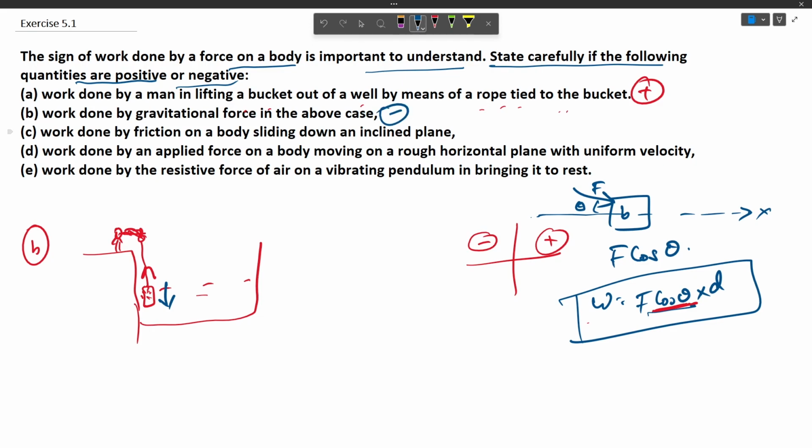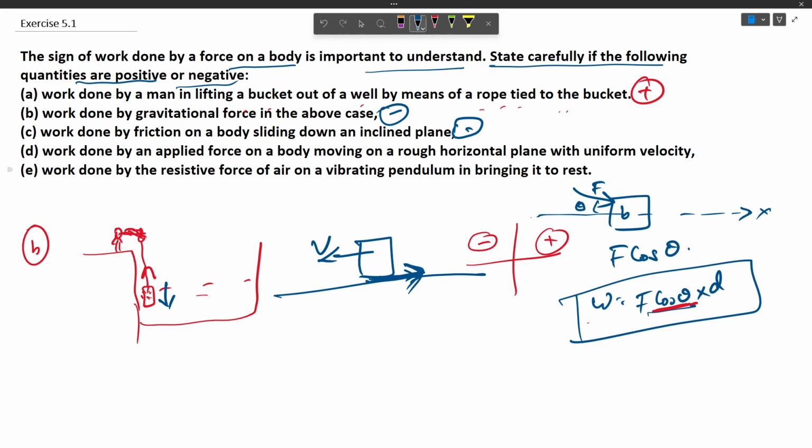Now in the third case, we have work done by friction on a body sliding down an inclined plane. We all know that friction force always opposes the motion of an object. So if the body is moving in this direction, the friction force will always try to oppose this motion. So it is acting in the opposite direction of the displacement. So it is always going to be negative.